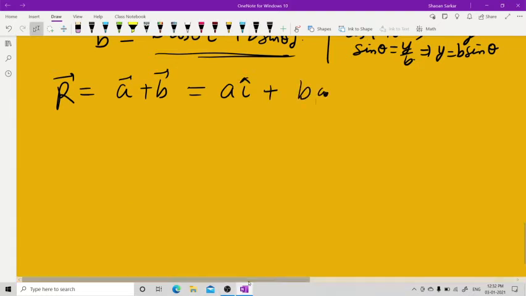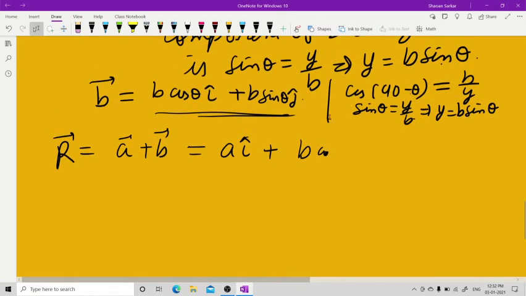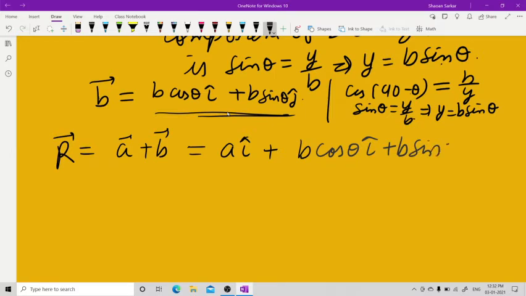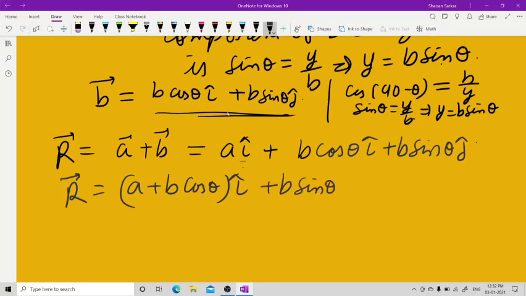Just a minute, you have just seen this here. B cos theta. Just a minute, let me rub this, make it a bit more clear. B cos theta i cap plus B sin theta j cap. Now what you do is that you take the i component, take common, A plus B cos theta i cap, you take i cap common from both of them, plus B sin theta j cap.